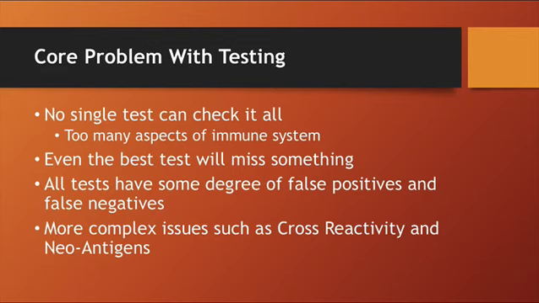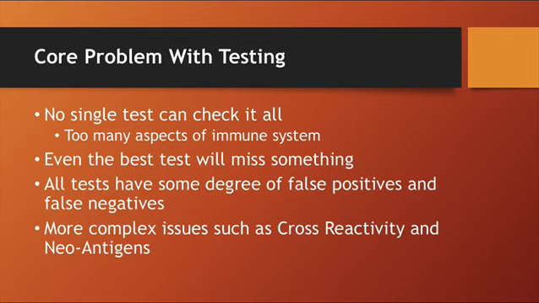Now, beyond all this, there are some more complex issues that have to do with how your immune system responds and have nothing to do with the testing technology, nothing to do with false positives or false negatives, and that would be what's called cross-reactivity and neoantigens. I'm going to explain those in just a little bit, but I want to get that out here for the moment because we're talking about some of the core problems and some of the reasons why we don't do testing on every single person, right? Sometimes it doesn't make sense, sometimes it does, and we try to make that decision on a person-to-person, case-by-case basis.